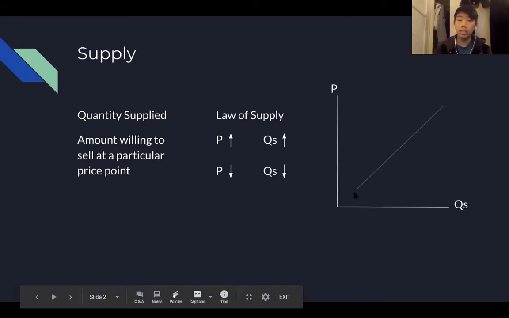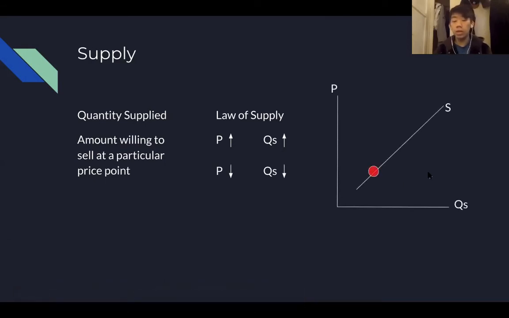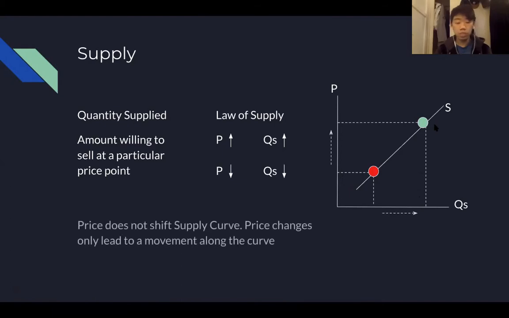You'll notice that the supply curve is upward sloping, and no matter how I raise the price, it still just moves to a different point along the curve. So once again, price does not shift the supply curve. Price changes only lead to a movement along the curve. No matter how I move this price up and down, it's still going to be on the curve, and so the curve itself does not shift.